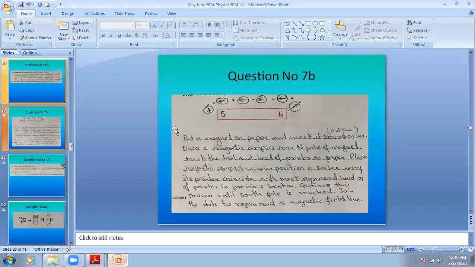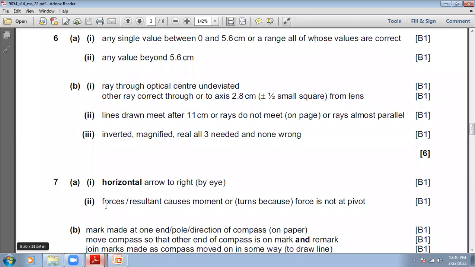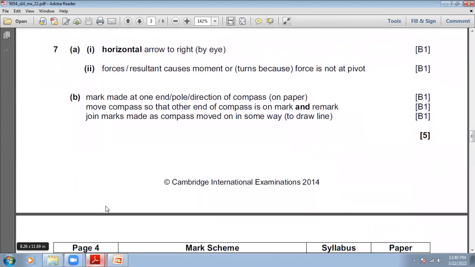A good question this is. Let me show you the marking scheme. I think the paper is over. The question paper is over basically.